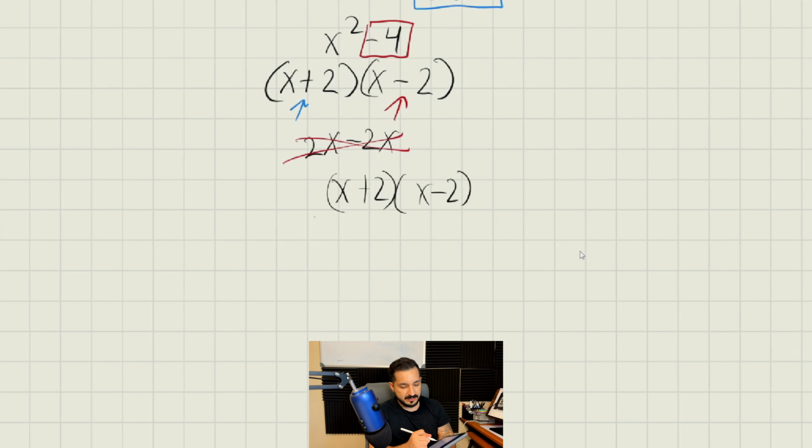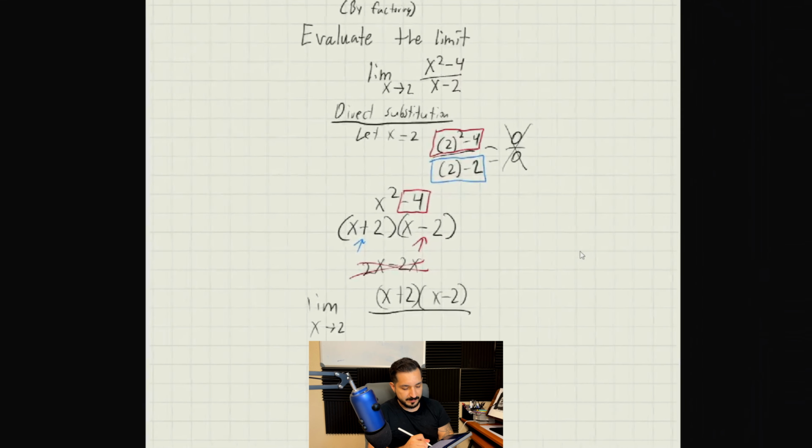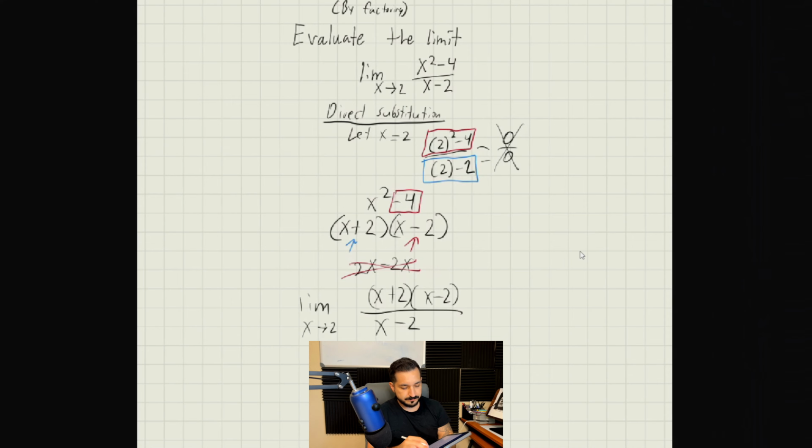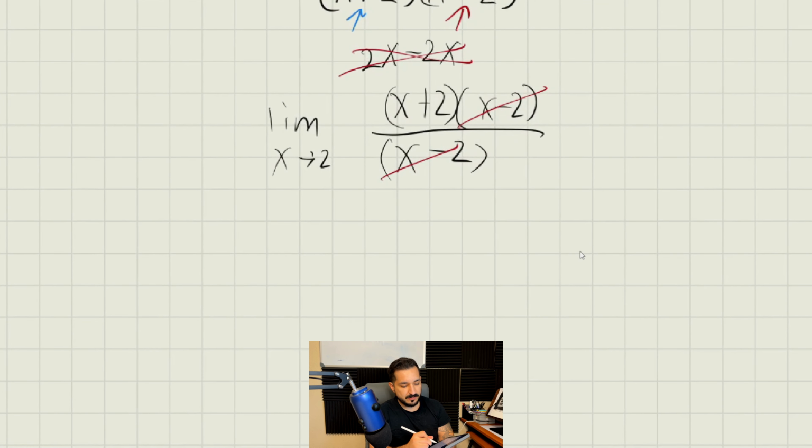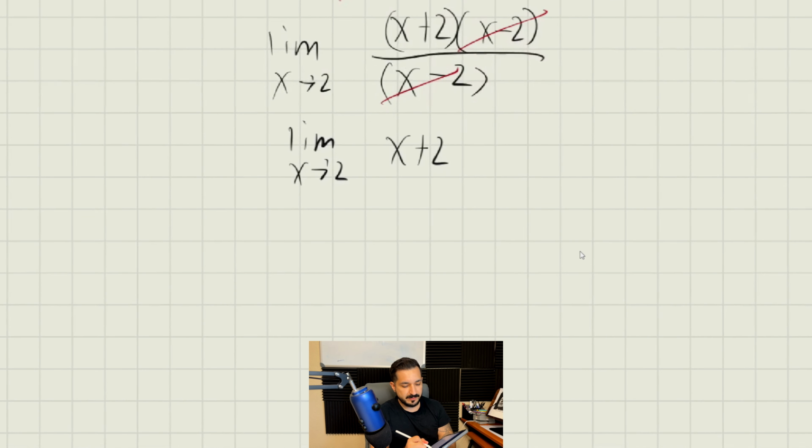And if we plug that into our original limit as x approaches 2, and on the bottom we had x minus 2, what we can see is that the x minus 2 cancels with the x minus 2 above. And so when we cancel that out, we're left with the limit as x approaches 2 of x plus 2. And we're going to try my favorite method again, which is direct substitution.